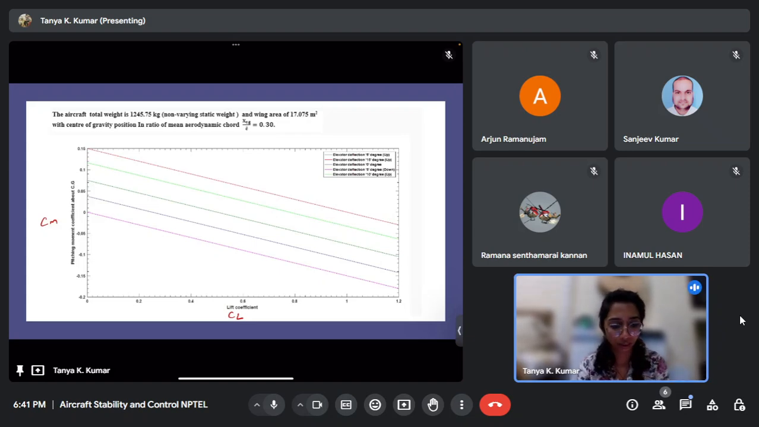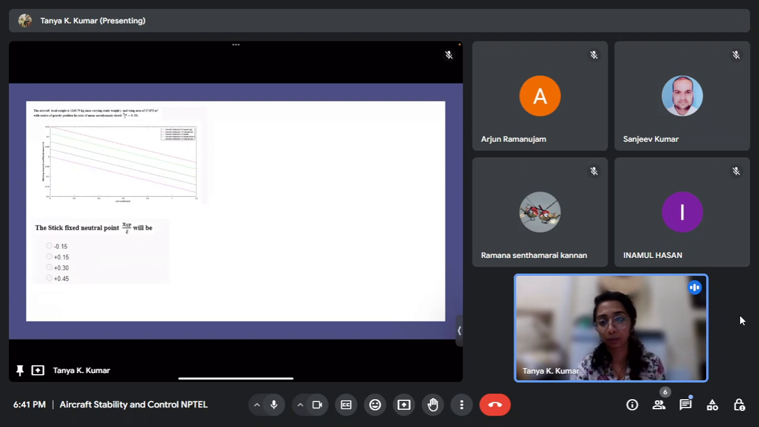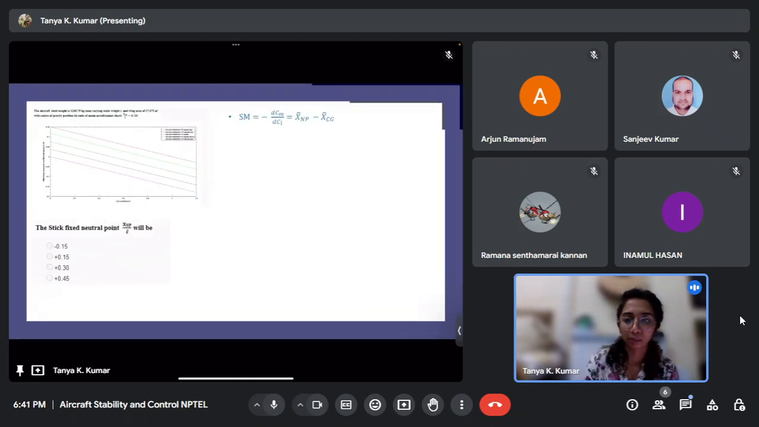Alright, so now let's look at the questions. First question is find the stick fixed neutral point, x bar NP. Just try doing this and then we'll solve it together. Just a hint, this is the formula that you should be using, static margin formula. You have Cm versus Cl, so you'll be able to find the slope. You have x bar CG given to you in the question as 0.3. You have to find out x bar NP. So use the graph, find out the slope, and then find out the neutral point. Just try doing it.